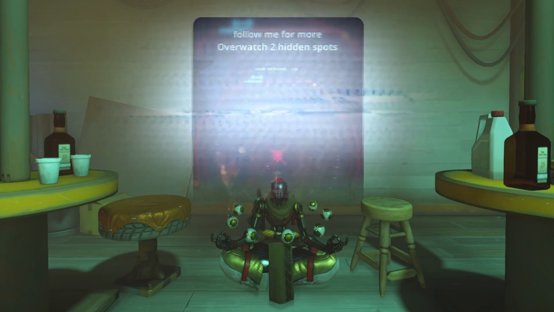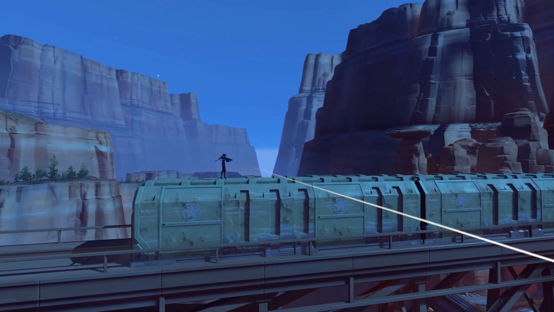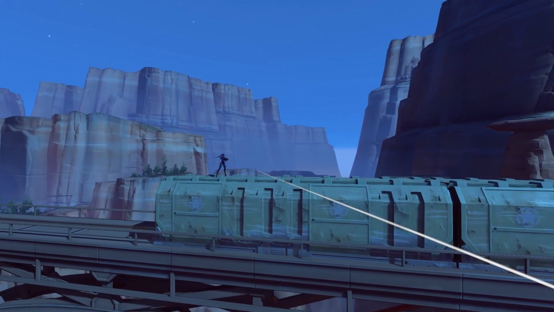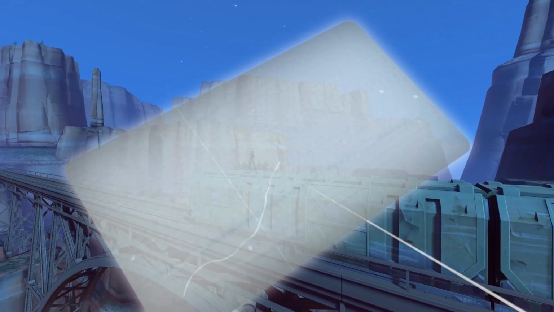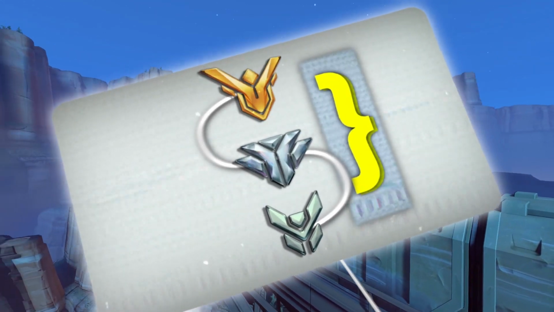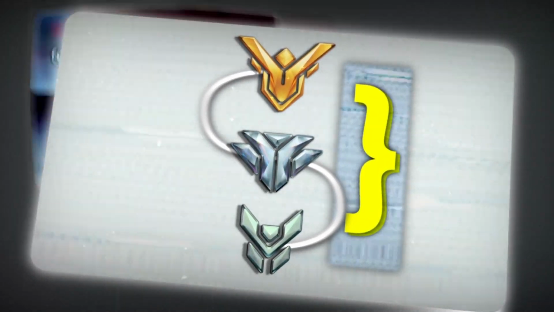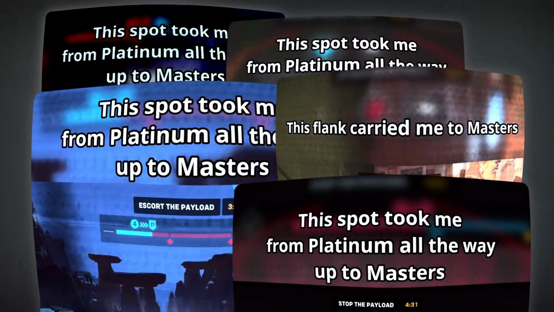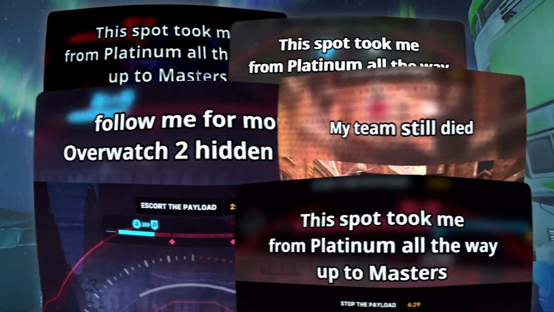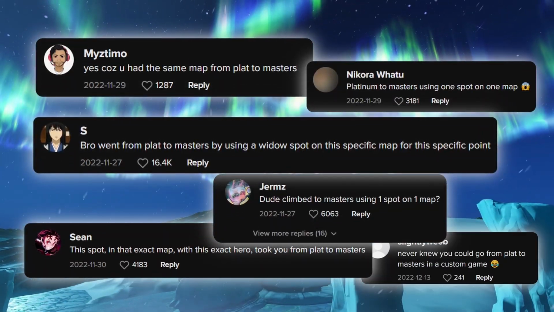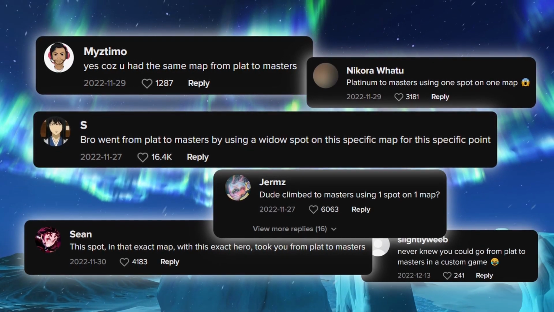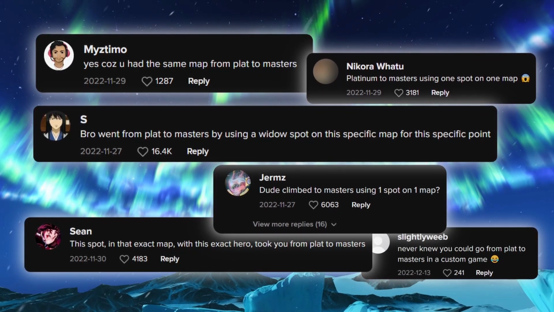When I wrote this sentence, I already knew what the reaction would be. It is pretty obvious. No matter how good or not the spot is, there's no way you can climb from platinum up to masters, 2 divisions, just by using one spot in one map. So I copy and paste this phrase to all of the TikToks, and the reaction is exactly what I wanted it to be. Comments stating that you cannot climb this much from one spot in each TikTok, with thousands of likes in each of these comments.